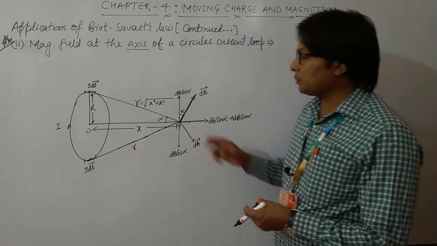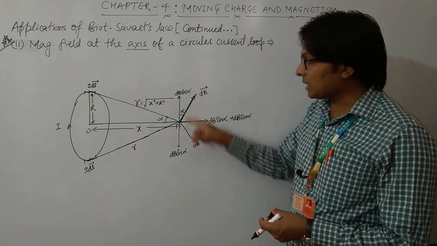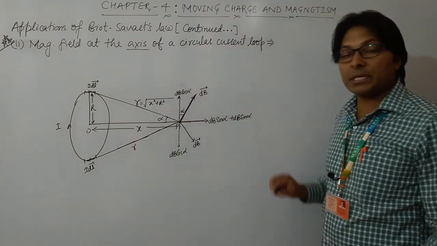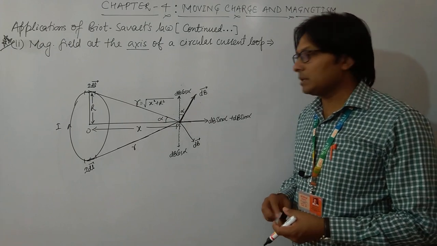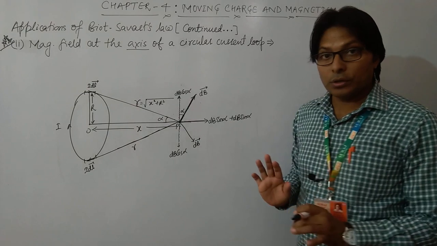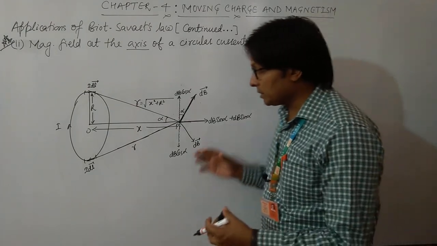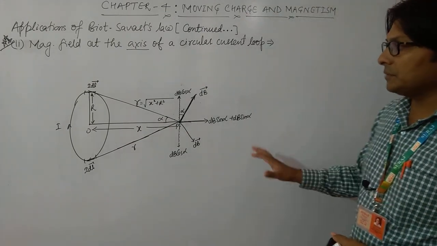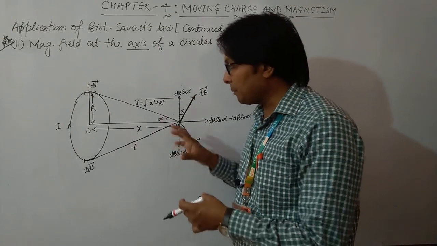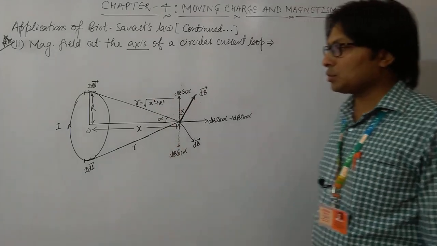But you can see from the diagram that the horizontal components of this dB and this dB are in opposite directions. This is in the upward direction, this is in the downward direction, and the magnitude is the same, direction is opposite, therefore they will cancel out each other. So this is the diagram as a whole. If you see this diagram all of a sudden, you will be surprised. But using this approach, I have made you understand that this diagram is not so complicated.